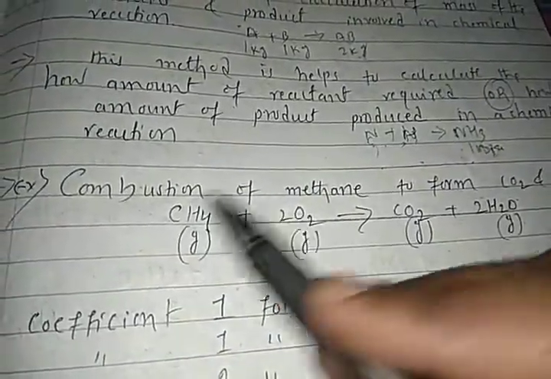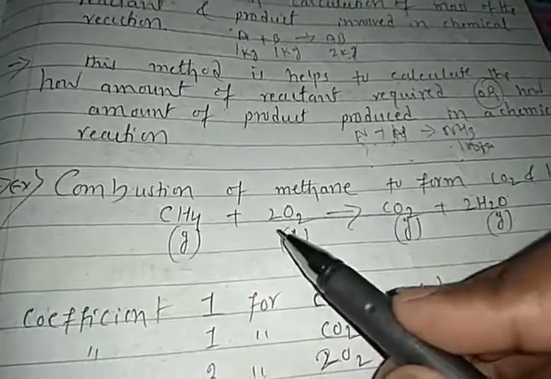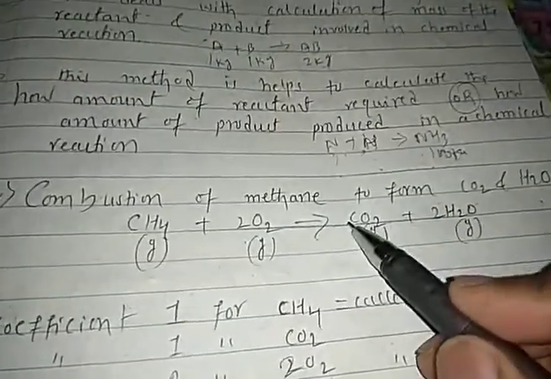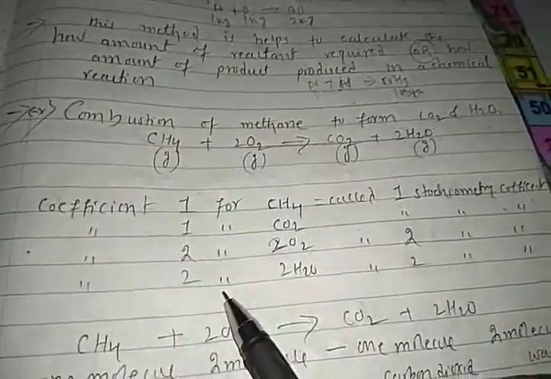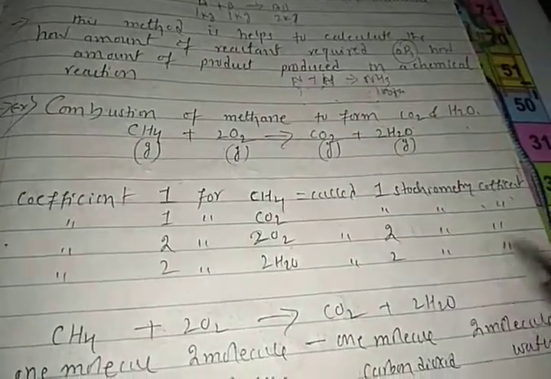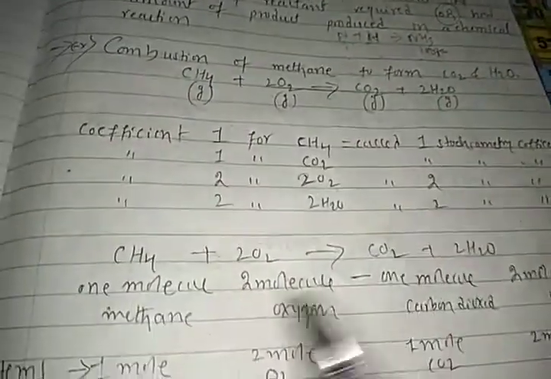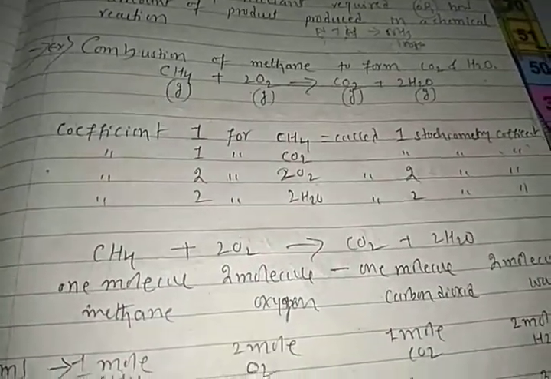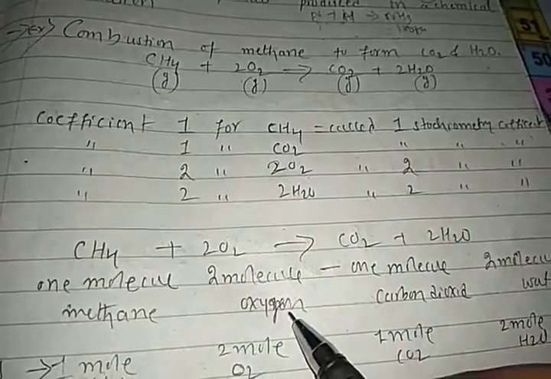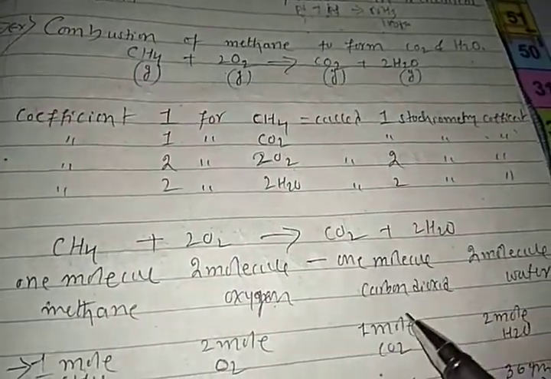Whatever the number of moles present, 1 mole means 1 coefficient, and 2 moles means 2 coefficients, right? So for water there are 2 moles, a stoichiometric coefficient of 2. Yes, students, so methane is combusted in the presence of oxygen to form carbon dioxide and water. We pronounce this as: 1 molecule of methane and 2 molecules of oxygen produce 1 molecule of carbon dioxide and 2 molecules of water. They are produced in this form, right?